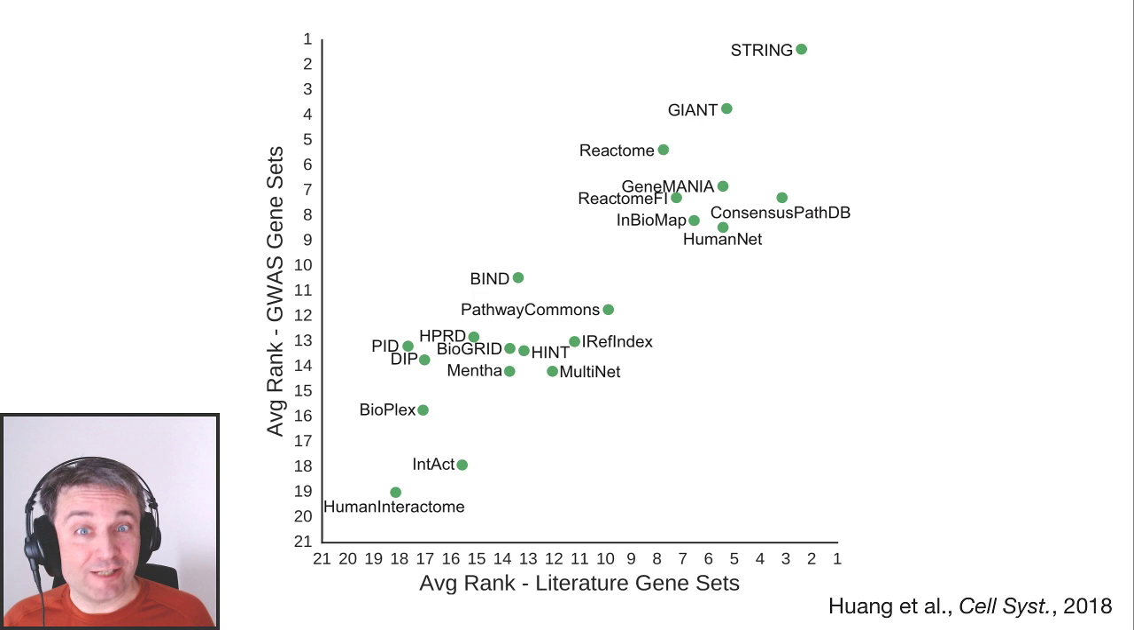Another big part of it is, of course, many of these databases are very limited compared to STRING because they're focused on physical interaction networks. And if what you're interested in is to find disease genes, limiting yourself to only use physical protein interactions is really going to harm you.